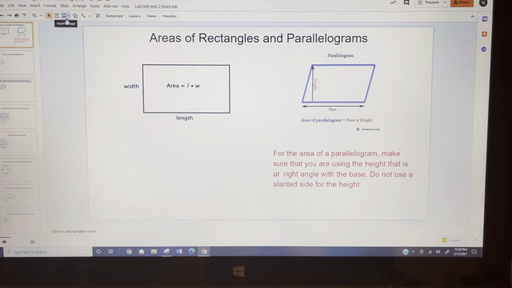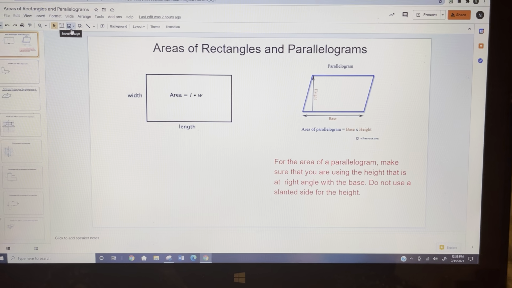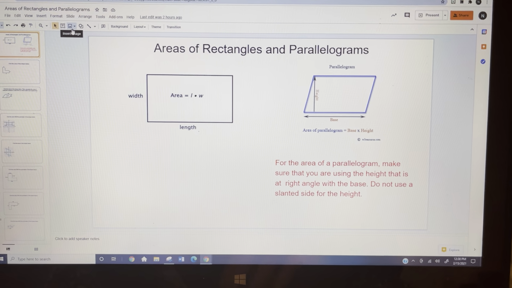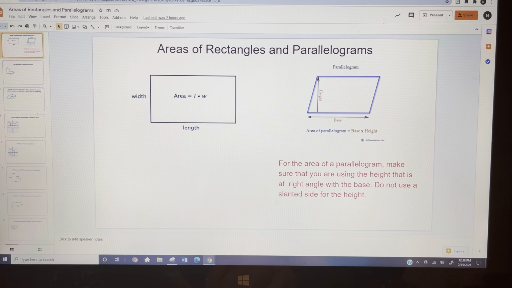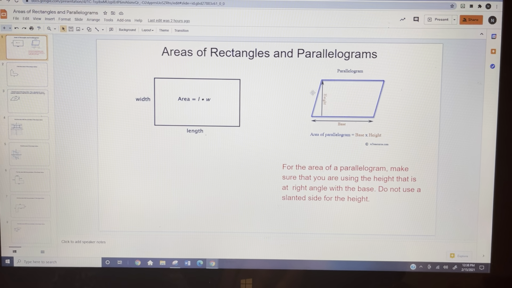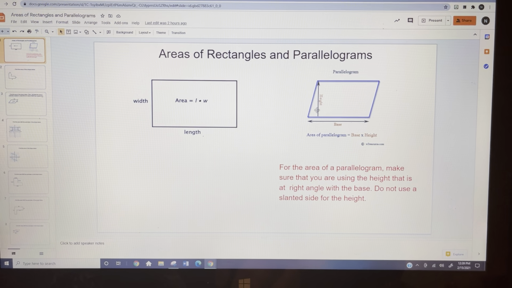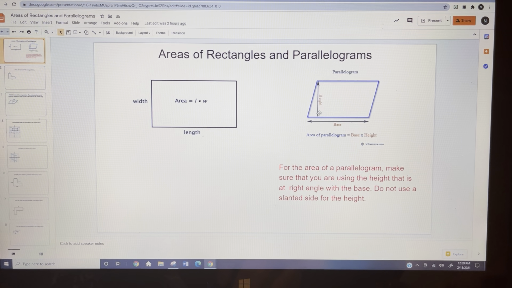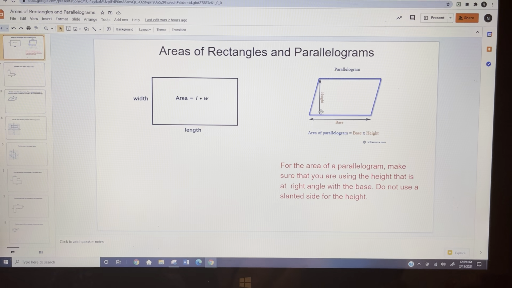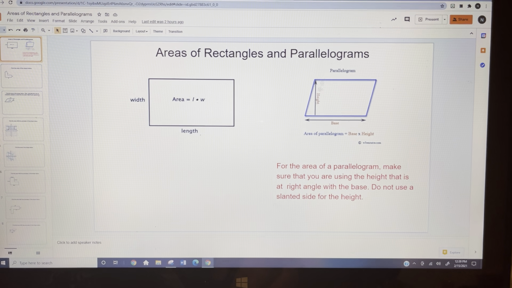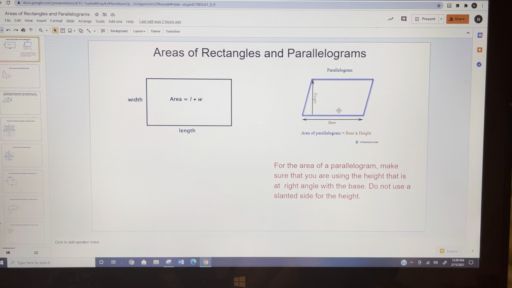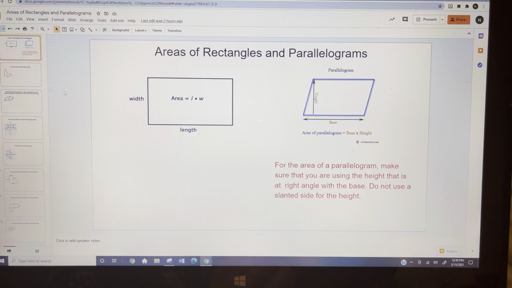The area of a parallelogram is very similar. The only difference is you need to make sure that the height that you are getting is not the slanted height here. You want to make sure that the height that you are putting in the formula for base times height is formed at a right angle, or is perpendicular to the other side. Do not use the slanted height.